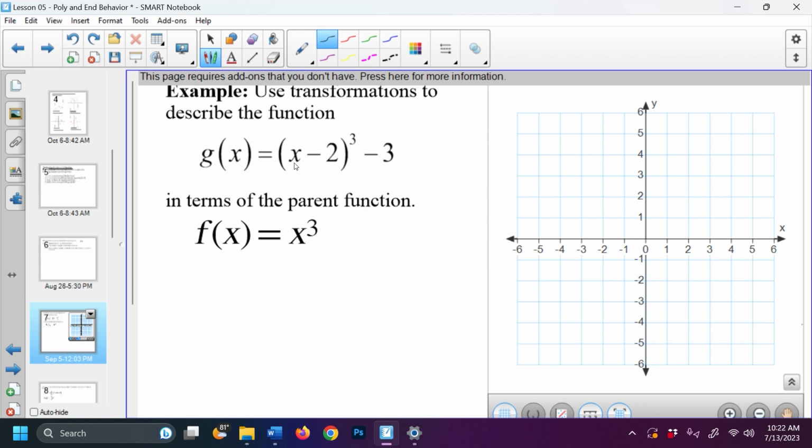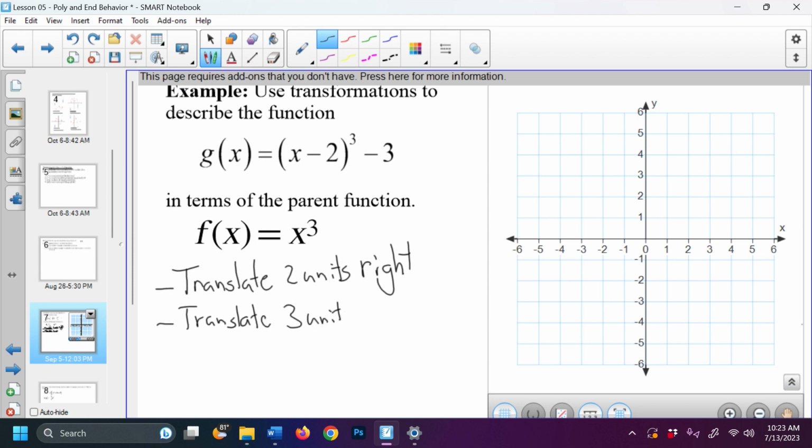So the first thing I'm going to do is pick a random number to plug in for x, let's say 5. When I plug in 5, the first thing I do is subtract 2. So I'm subtracting from the variable. I haven't done the function yet. That will be a translation 2 units right. And remember, when it's on the inside, when you're doing it to the variable, it's opposite of what your intuition might say. Then after I've subtracted the 2, I will take that result to the third power, and as we can see here, that is the function. After I've cubed, then I will subtract 3, and so that is going to be another translation, 3 units down.